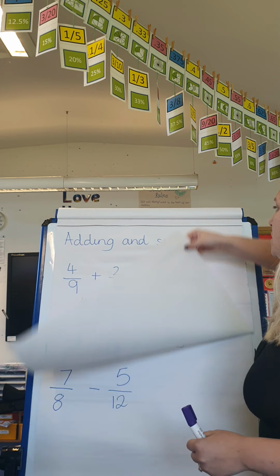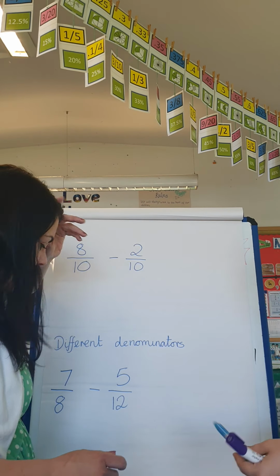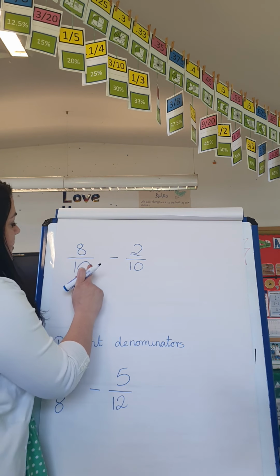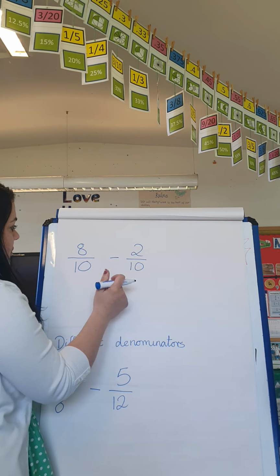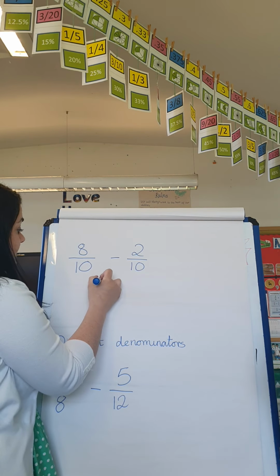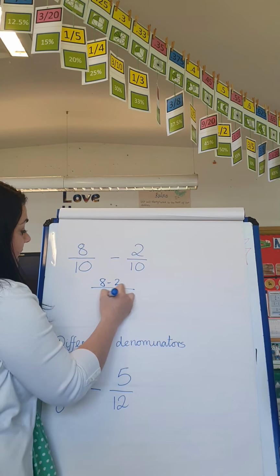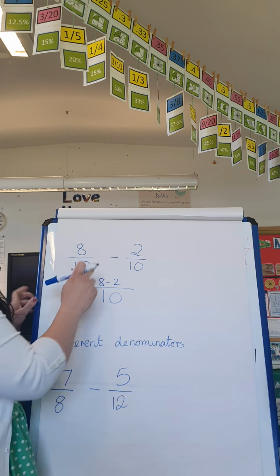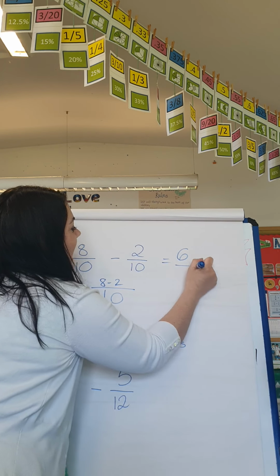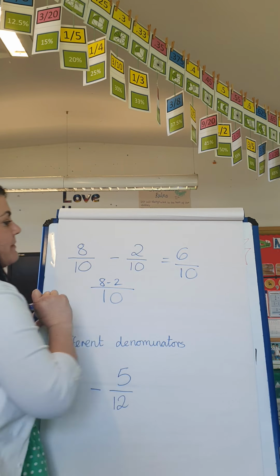Do you want to go through subtraction? Okay, so same thing again. So if you've got 8/10 minus 2/10, 8 take away 2 is 6. And the 10 stays the same. We don't do anything with that.